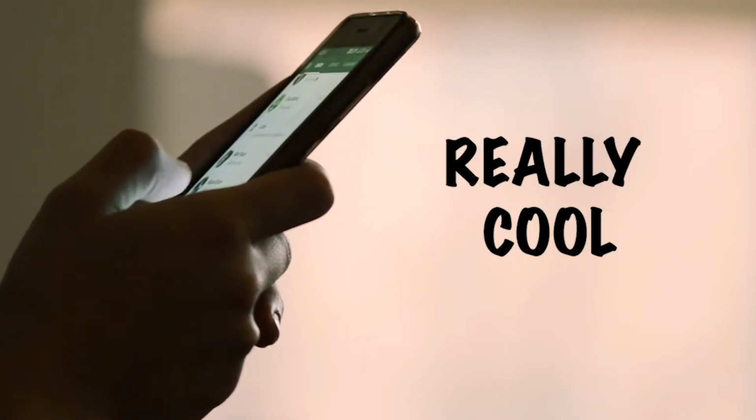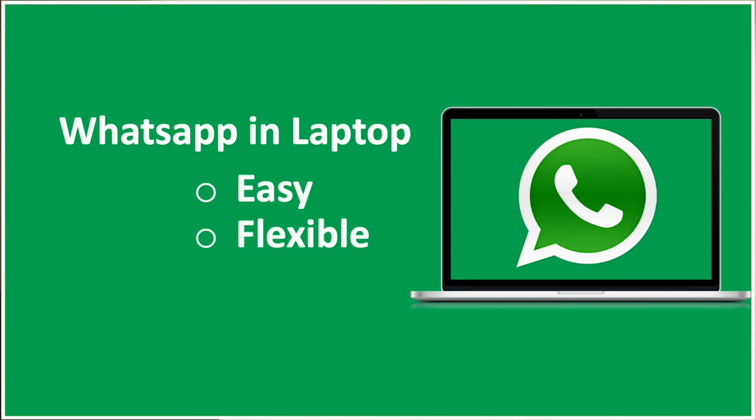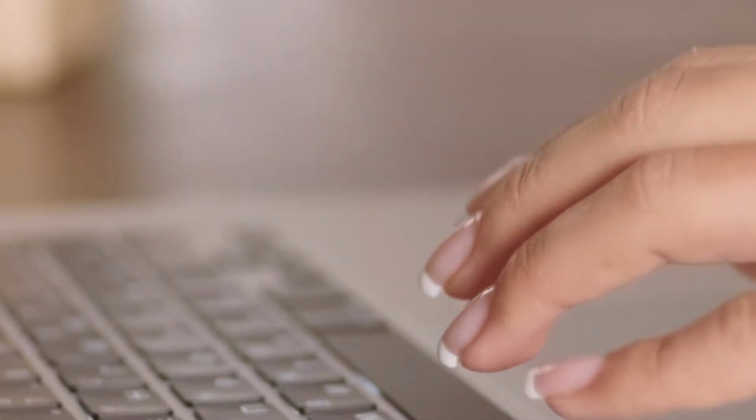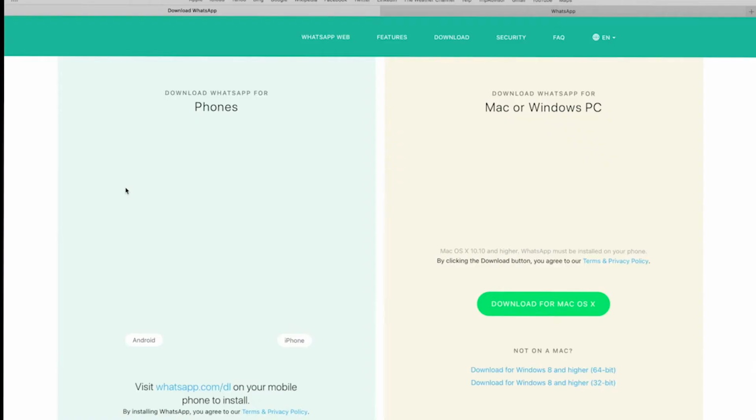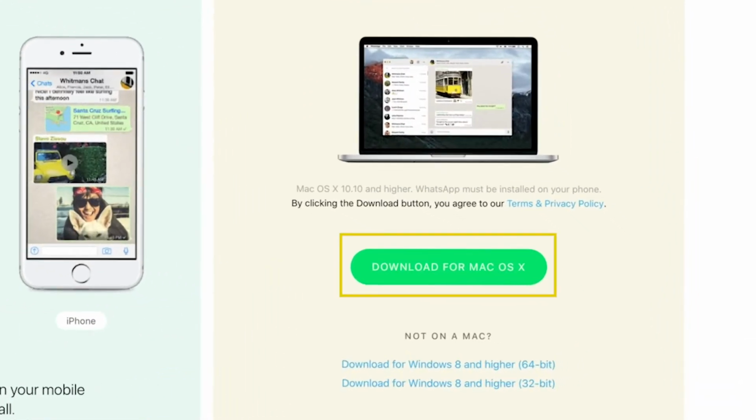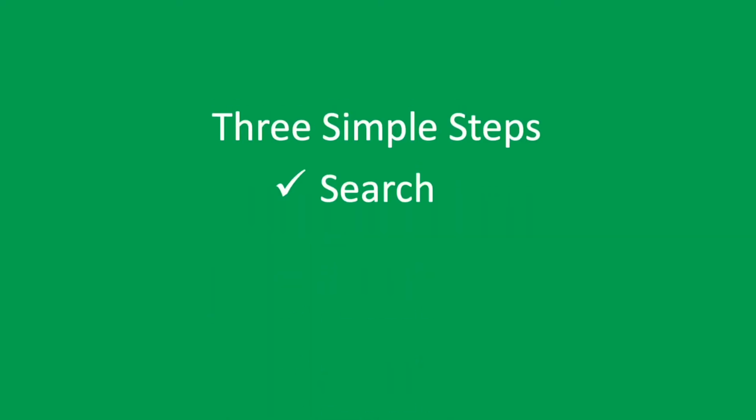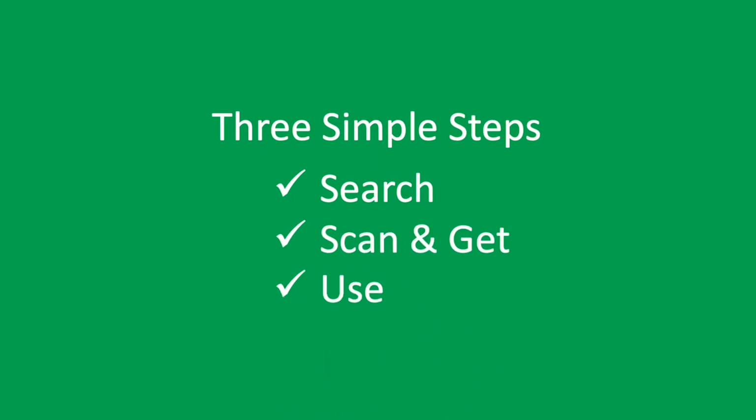Using WhatsApp in laptop along with mobile is really cool. It is easy, flexible and faster to do chatting and sharing files or photos from laptop or desktop. You can use WhatsApp in your computer either directly from your web browser or by downloading it. It requires 3 simple steps: search, scan and get, and use.